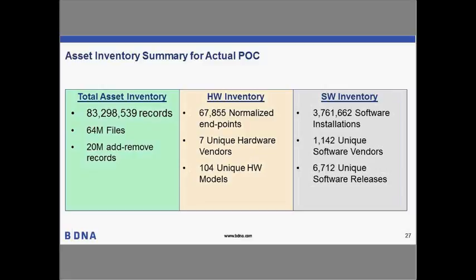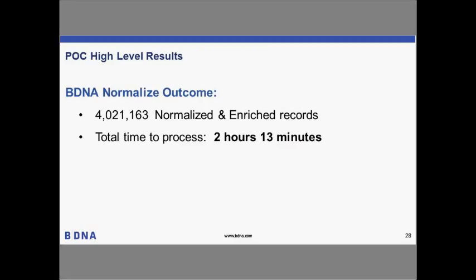So 83 million records based on 67,800 normalized endpoints. And it took us roughly 2 hours and 13 minutes with the BDNA platform to get to 4,021,000 normalized and enriched records, and to get those results and those insights.